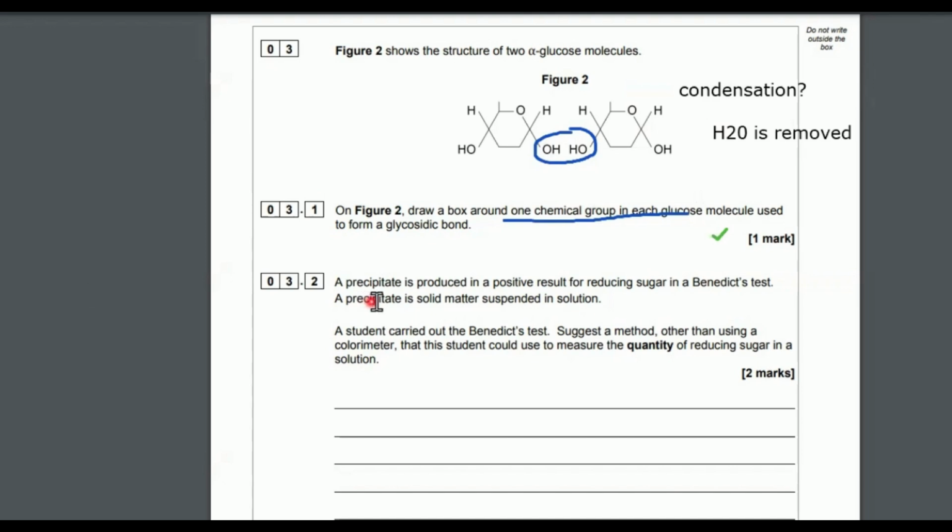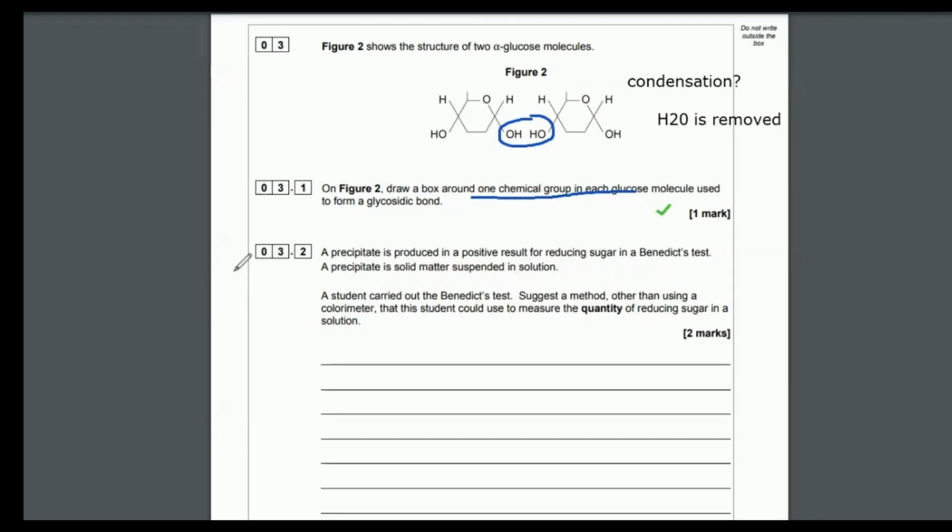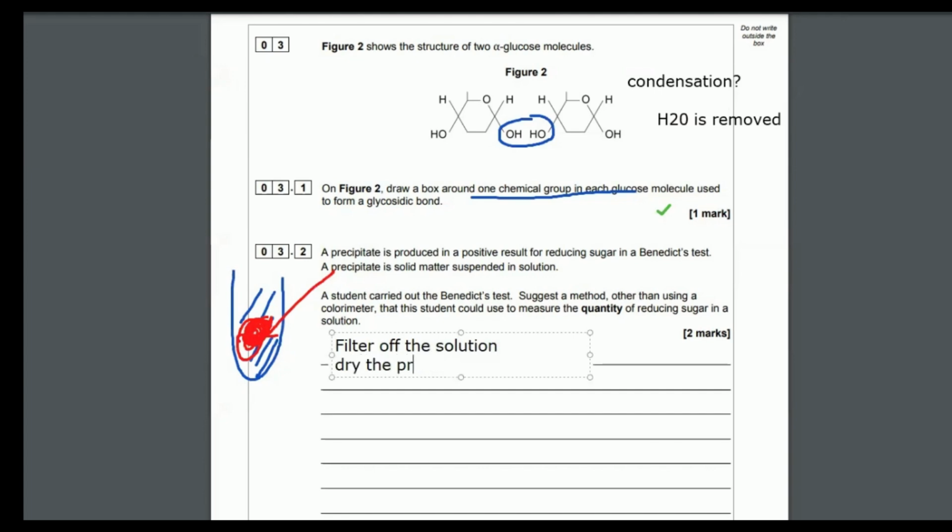3.2. A precipitate is produced in a positive result for reducing sugar in a Benedict's test. A precipitate is a solid matter suspended in solution. A student carried out the Benedict's test. Suggest a method other than using a colorimeter that this student could use to measure the quantity of reducing sugar in the solution. So, once again, a precipitate is a solid that forms in a liquid. With the Benedict's test, you're using copper sulfate and sodium hydroxide, which has a blue color, and you get a red precipitate. So how could we, without using a colorimeter, measure how much sugar was in there or get some sort of comparative idea?